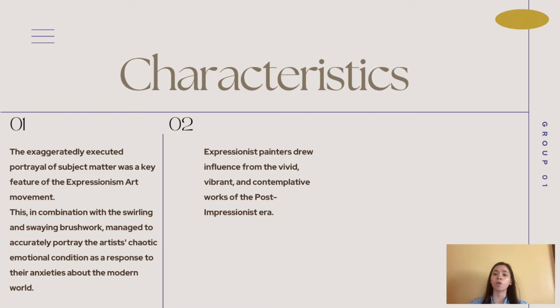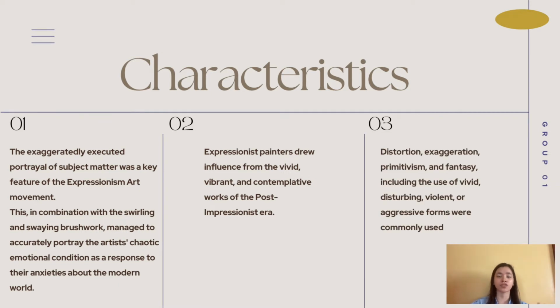In addition, what influenced the artists was the influence from the vivid, vibrant, and contemplative works of the post-impressionist era to show the world as it felt rather than how it appeared. Another key is the employment of distortion, exaggeration, primitivism, and fantasy, including the use of violent, disturbing, and aggressive formal aspects. Now that we are aware of the characteristics of Expressionism, we must also know who coined the term as such.